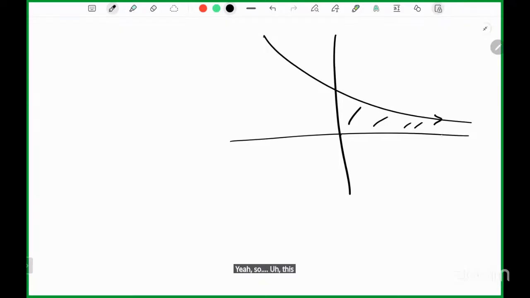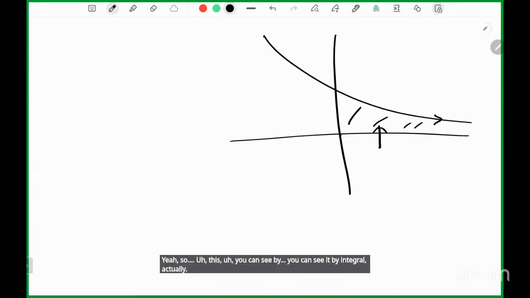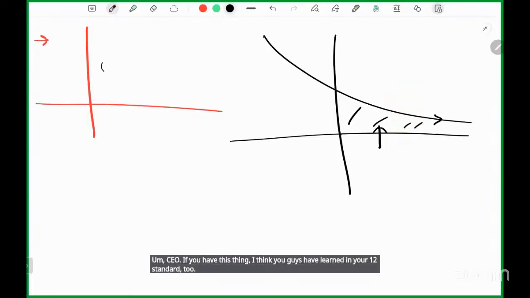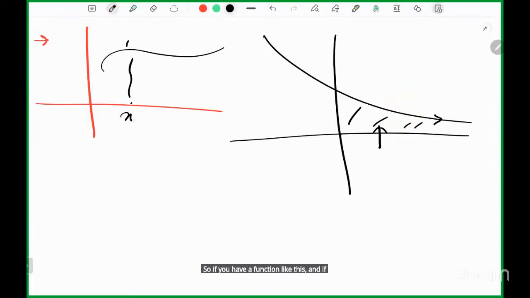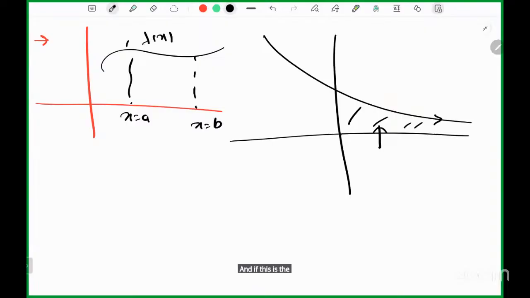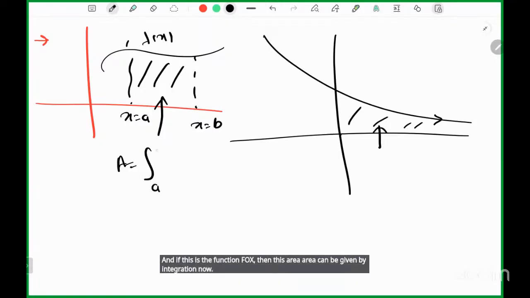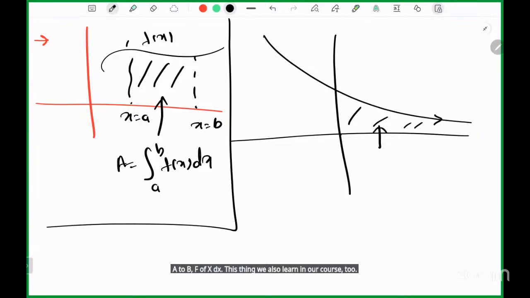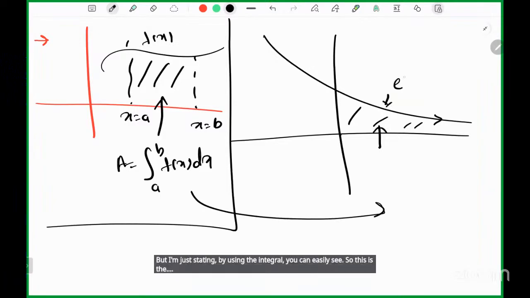you can see this by integral actually. I think you guys have learned this in your 12th standard too. If you have a function like this, and this is x equals a, this is x equals b, and this is the function f of x, then this area can be given by the integration from a to b of f of x dx. We also learn this in our course, but I'm just using the integral so you can easily see. So this is the e to the power x function.